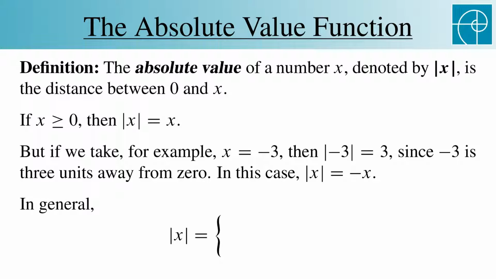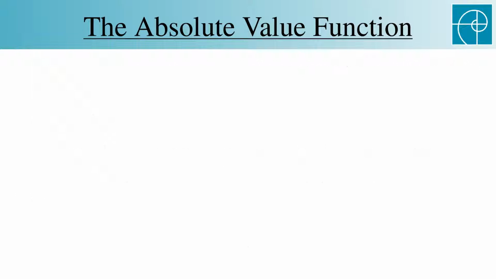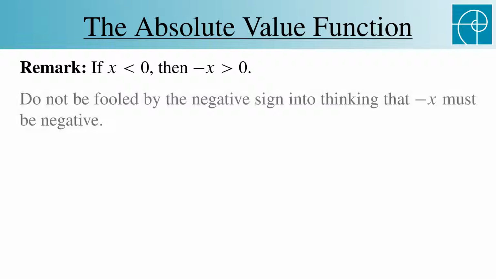In general, the absolute value of x is x if x is greater than or equal to 0, and -x if x is less than 0. Note that if x is less than 0, then -x is greater than 0. Don't be fooled by the negative sign into thinking that -x must be negative.